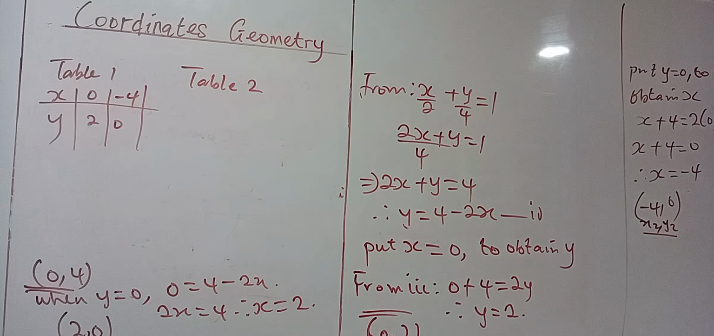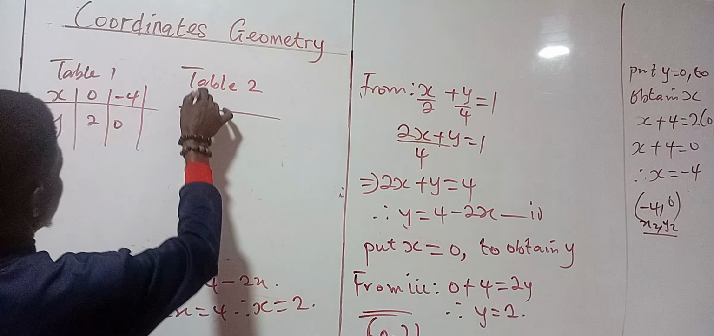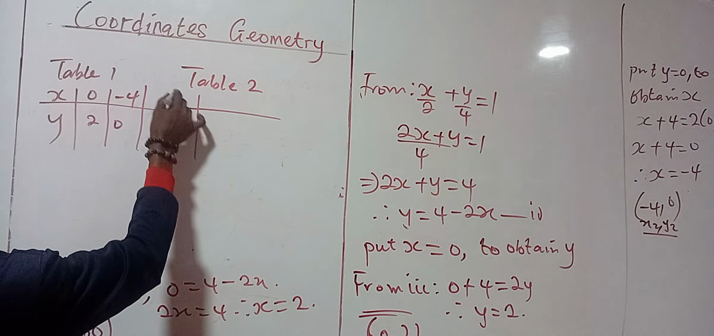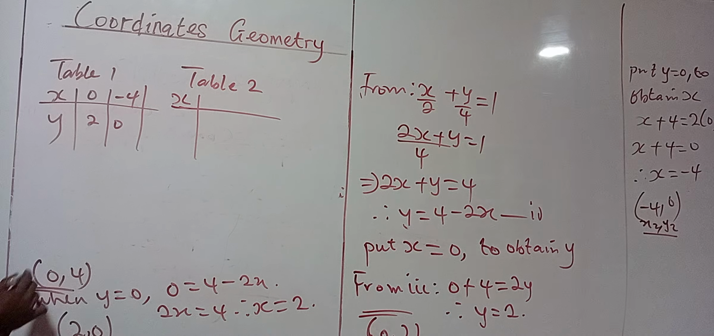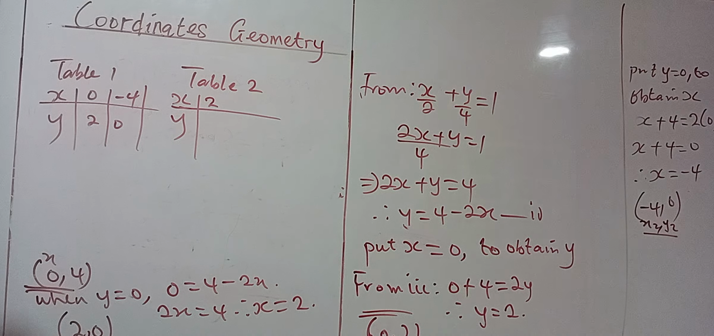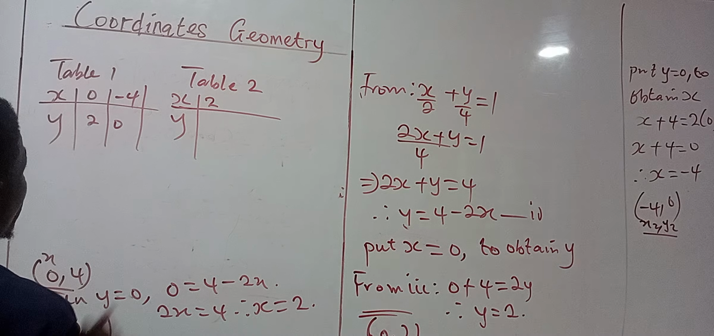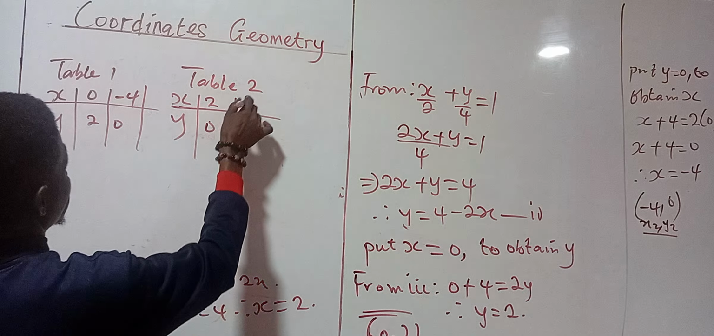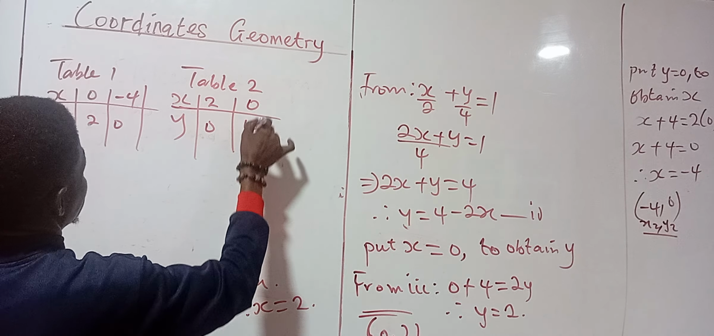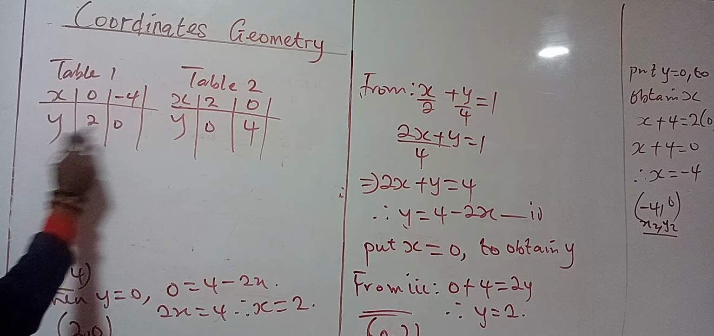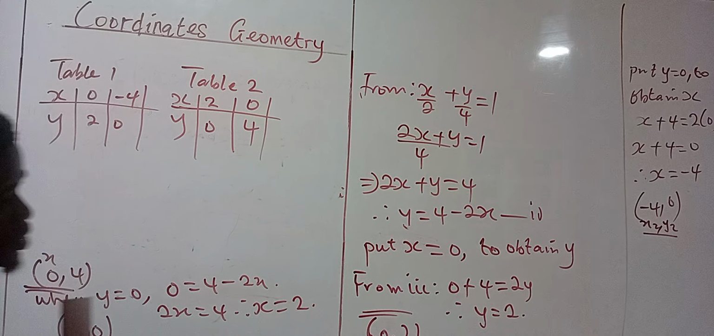Now let's go to table 2. Here, this is x and this is y. So when x is 2, then y is 0. And when x is 0, then y is 4. So table 1 is for equation 1, and table 2 is for equation 2. Okay, let's draw.